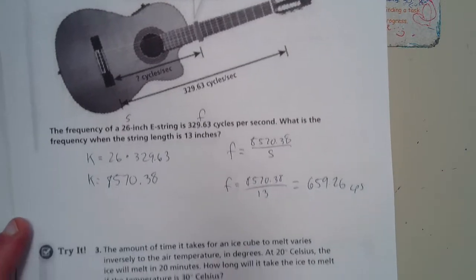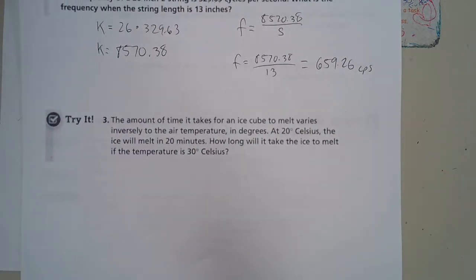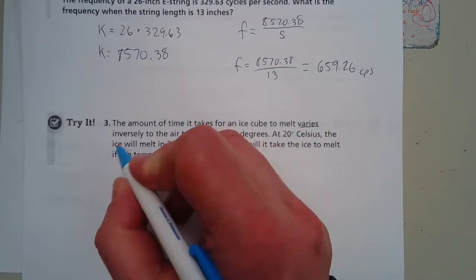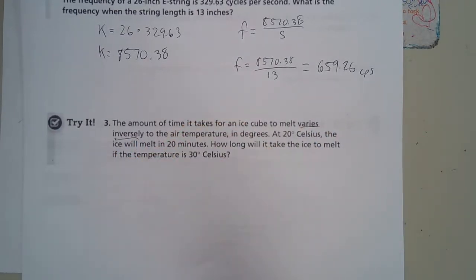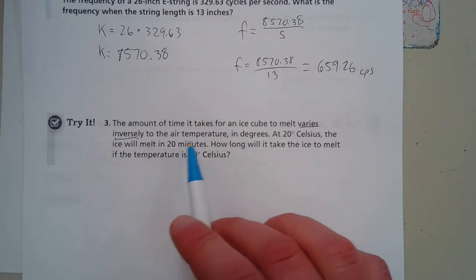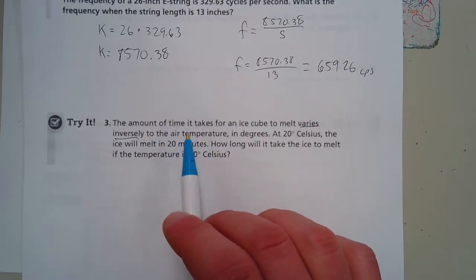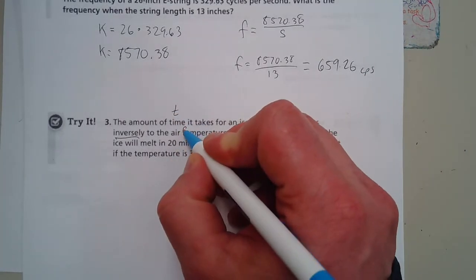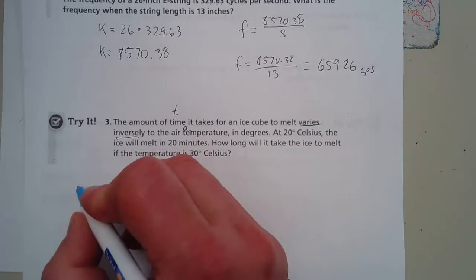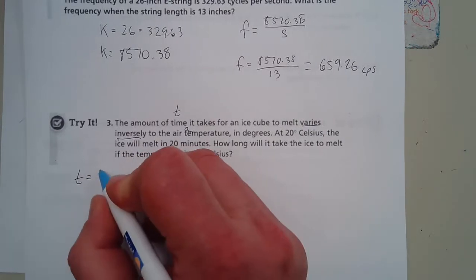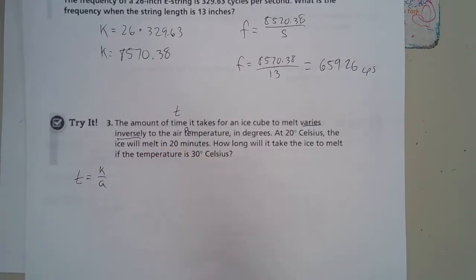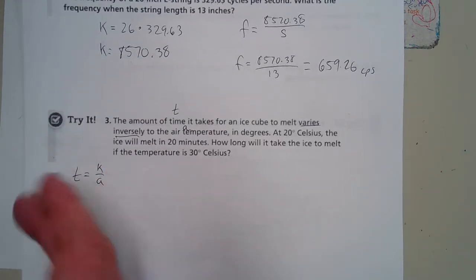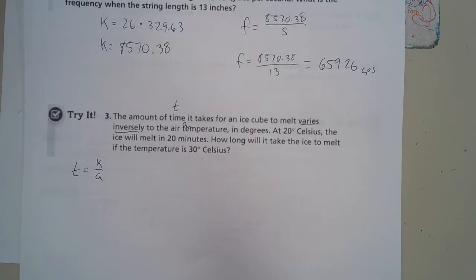So below this here, there's a similar problem with temperatures. So this one says the amount of time it takes for an ice cube to melt varies inversely to the air temperature. So again, as soon as we see this, we know what kind of equation we're dealing with. So here it's time and air temperature. So I'm going to use T for time, and we'll go ahead and use A for air temperature. So I know my equation is going to be something like T equals K over A. Or I could say A equals K over T. Where the A and the T go doesn't matter. Those two spots are interchangeable in this equation.